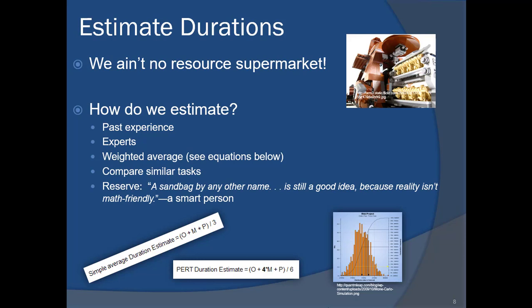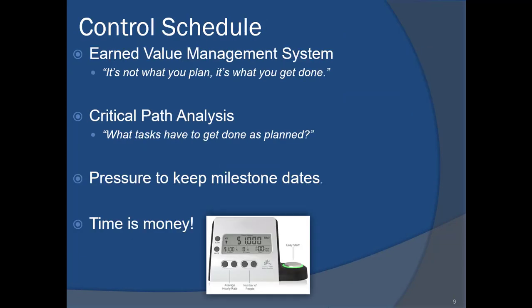So how do you actually estimate that? Use past experiences, experts, weighted averages. You compare similar tasks. All those different things are actually really good. And also make sure that you have a time reserve as far as extra allocated resources and time just in case you need it in order to move through the process.